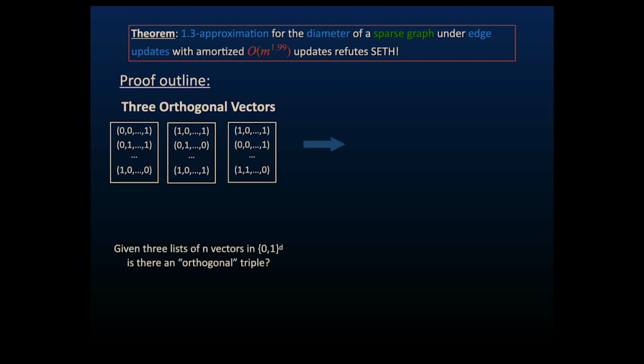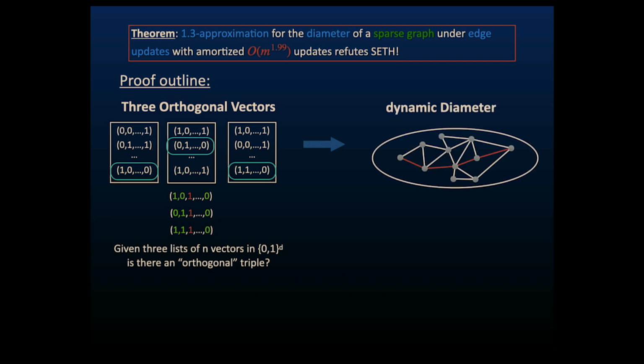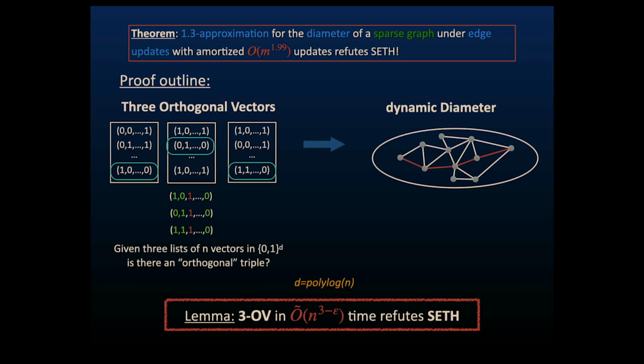Instead of starting from OV on 2 sets, we're going to start from 3OV. So instead of looking for a pair, we're going to look for a triple. We have 3 sets of vectors of size n, and the question is: is there a triple that is orthogonal? What that means is, if you put them on top of each other, there is no coordinate where they're all 1. And I'm claiming that the complexity of this problem is n cubed.